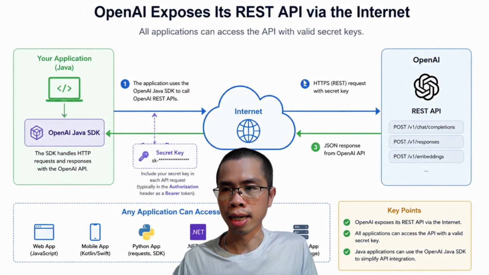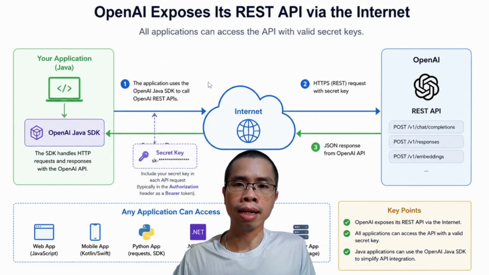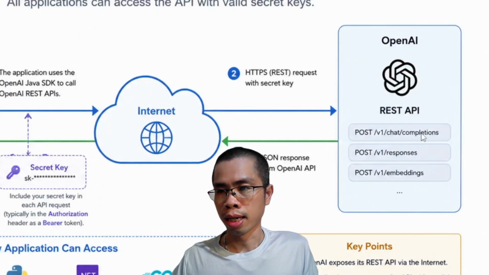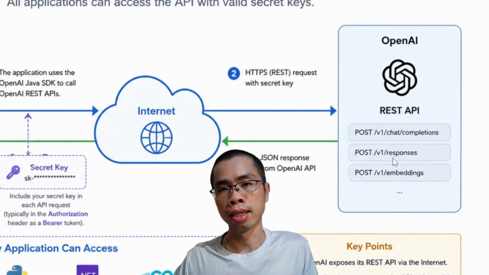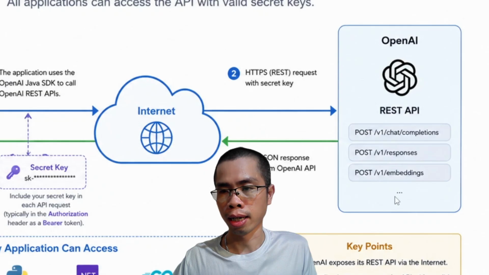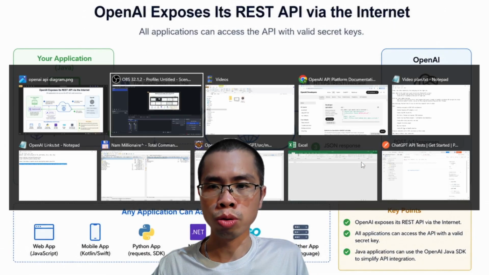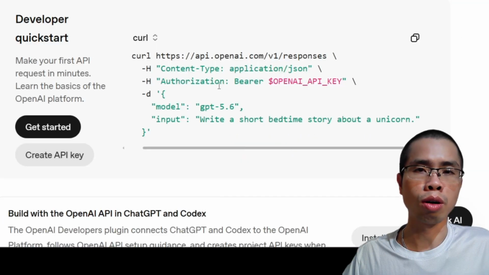Basically, the OpenAI company exposes its REST API via the internet, so any application can access the API with valid secret keys. The API can be chat completion, which is the old one, and the new one is response API, embedding API, and so on. And all the APIs are very well defined on the OpenAI developers website.